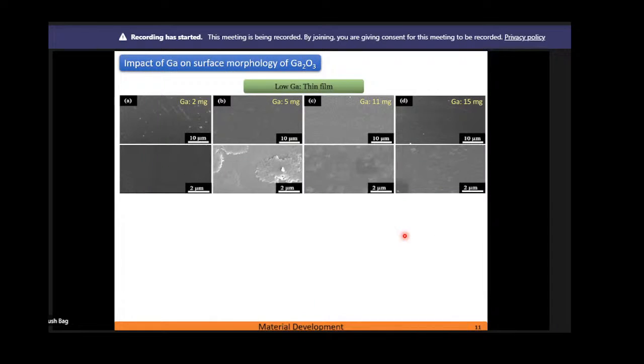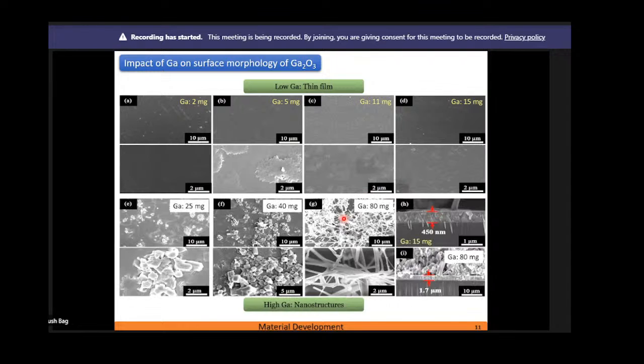After that initial optimization, we tried to understand the surface morphology, because I mentioned this surface is very critical when we go for device fabrication. Here we have simply tried to increase the gallium metal placed inside the boat. When we increase this gallium metal, we can see there is some slight change in the surface morphology, although we are getting thin film. This is gallium 2 milligram, 5 milligram; these are the amounts of gallium we are considering inside the boat.